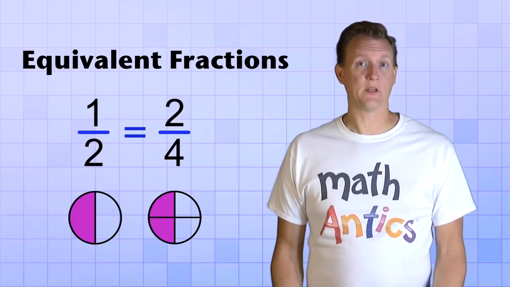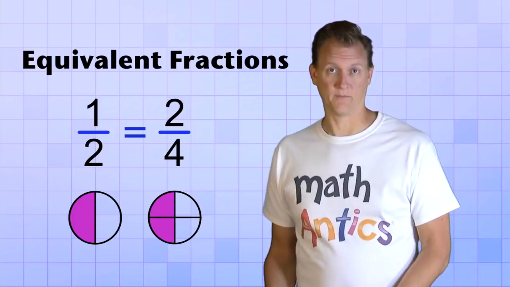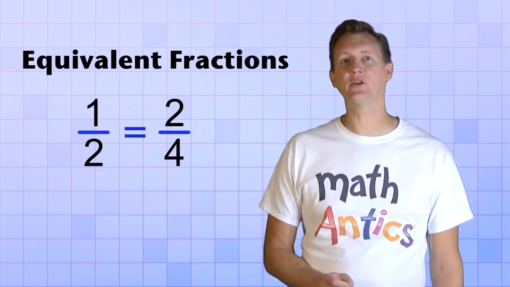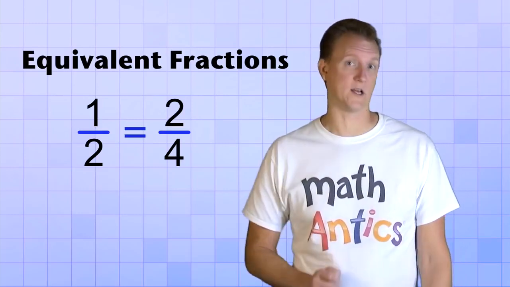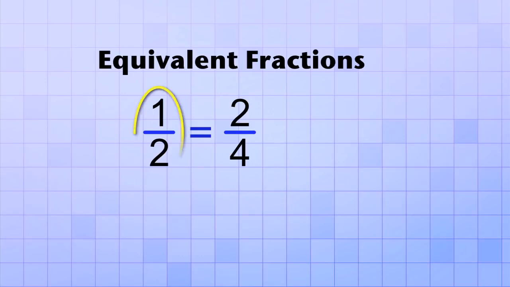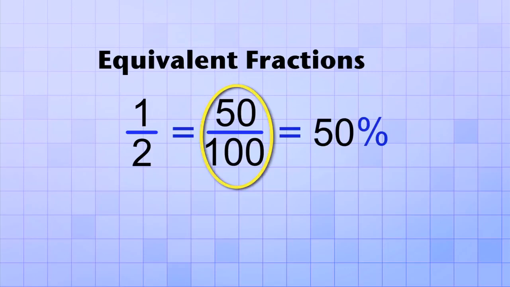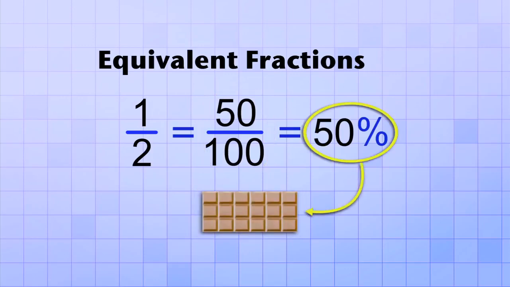And that's how percents can be used even if the total isn't 100. A percent is an equivalent fraction that tells you how much you'd have if the total was 100. In the case of 1/2, another equivalent fraction would be 50 over 100 because 50 is half of 100. But as you learned in the last video, 50 over 100 is a percent. And that's why 50% of a candy bar is the same as half of a candy bar.